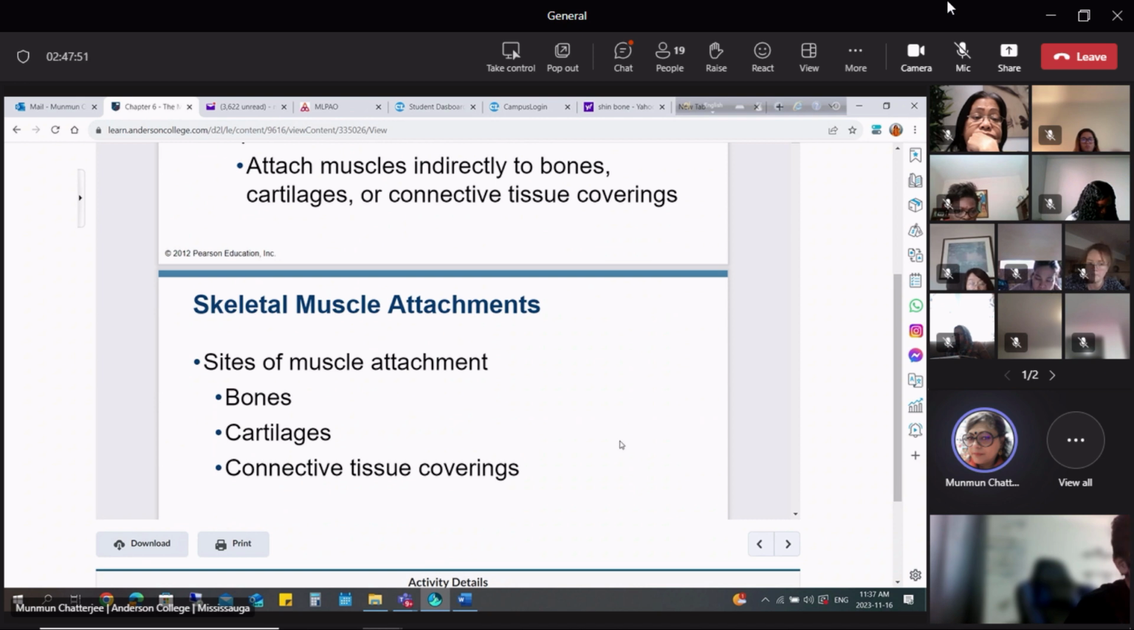What are the sites of skeletal muscle attachment? Bones, cartilage, and connective tissue coverings. These three are the sites of muscle attachment. It can be attached to bone, it can attach bone to cartilage, or cartilage to bone, or some connective tissue covering.